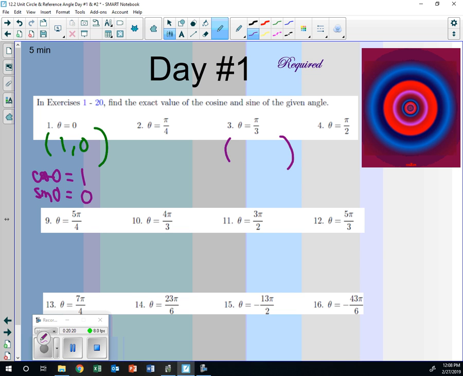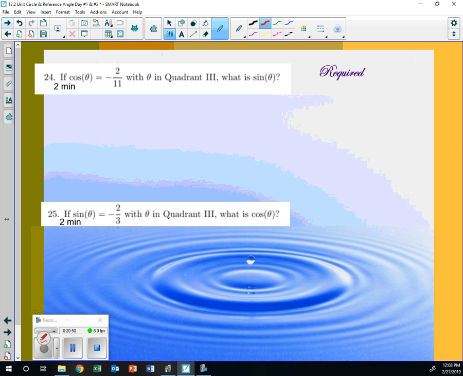At pi over 3, it's going to be 1/2, square root of 3 over 2. So then you just write cosine of pi over 3 is going to be the x, and the sine of pi over 3 is going to be the y. This seem too easy? It's pretty easy. This will challenge you a little bit. I'll be interested to see what you do with some of those latter ones. And then with these, you're going to draw the circle, make the triangle, and then answer it.